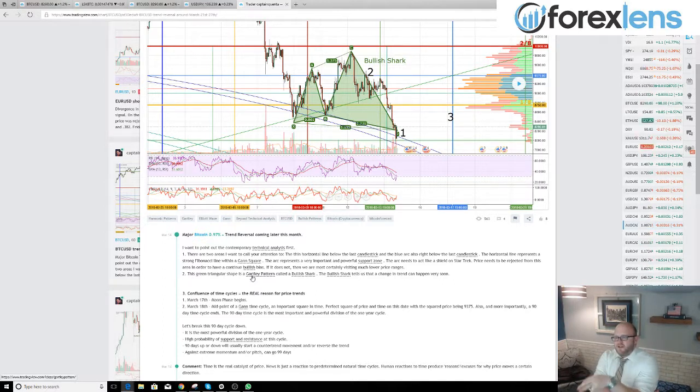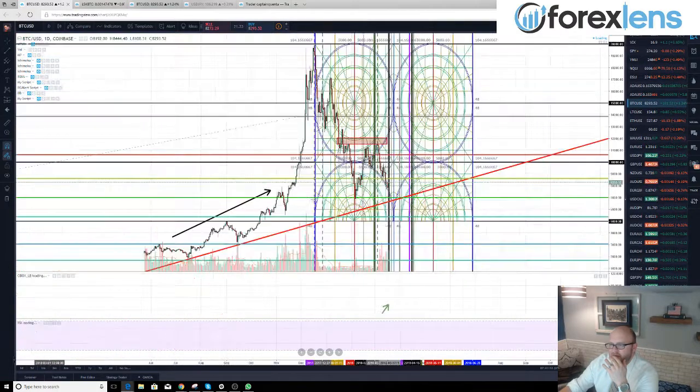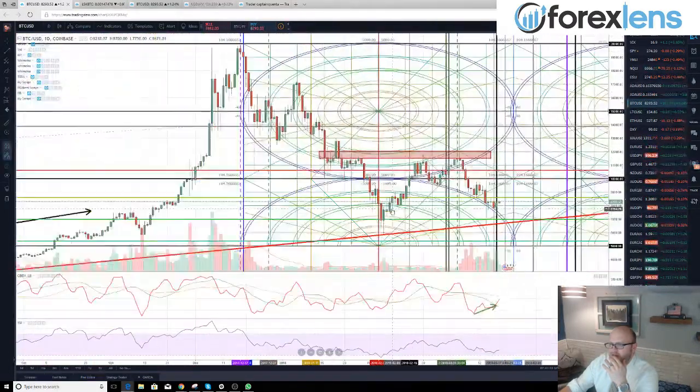March 18th is the midpoint of a Gann time cycle. It's an important square of time. It's a perfect square of price and time, where price is squared at 93.75, 9,375. Also, it's the exact date of a 90-day time cycle. What I mean by that is 90 days from the all-time high. 90 days from this high is where the 18th was.